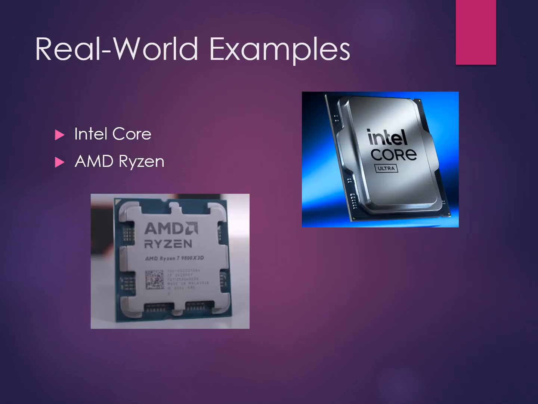Real-world examples for this architecture are Intel Core Ultra, which is now very famous, and AMD Ryzen, which is another type of chip. So these are the real-time examples for this architecture. It is modern, widely used, and present in about 70 percent of systems.